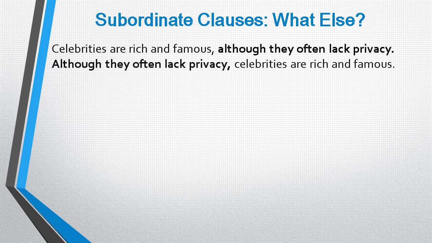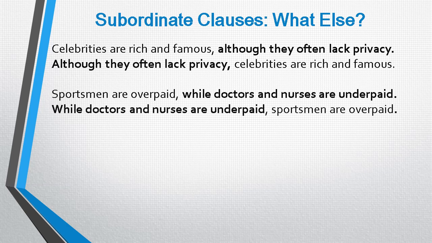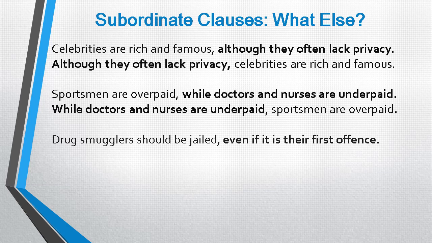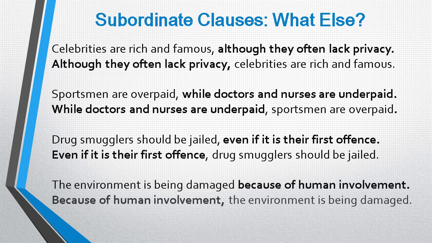Celebrities are rich and famous, although they often lack privacy. That's our original sentence. We can change that to, although they often lack privacy, celebrities are rich and famous. Similarly, sportsmen are overpaid, while doctors and nurses are underpaid. While doctors and nurses are underpaid, sportsmen are overpaid. And so on. There's a further 2 examples here. You can read them through for yourself. But doing this just shows that you are capable of using the grammar in a different way. And it's quite a handy thing to do.